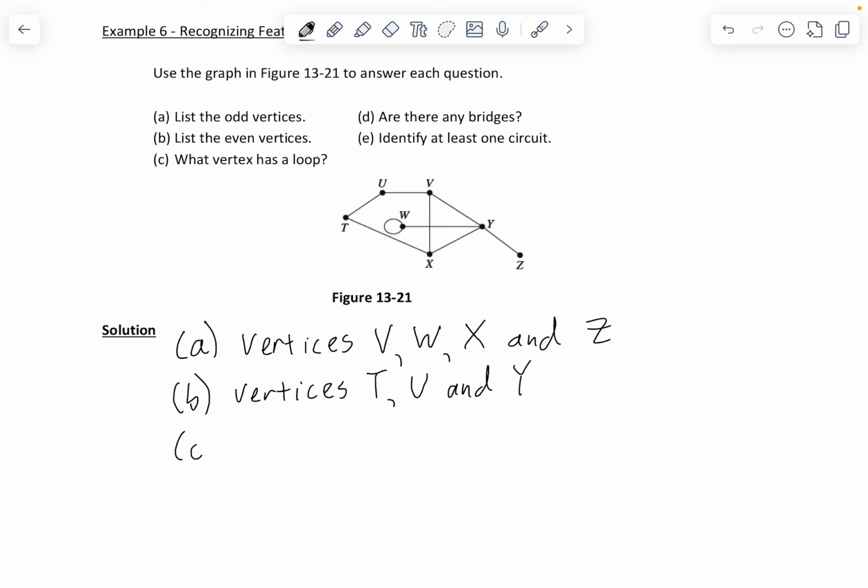C. What vertex has a loop? That would be vertex W, right? There's a loop at vertex W.